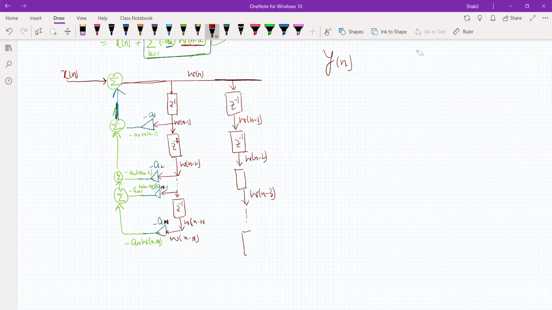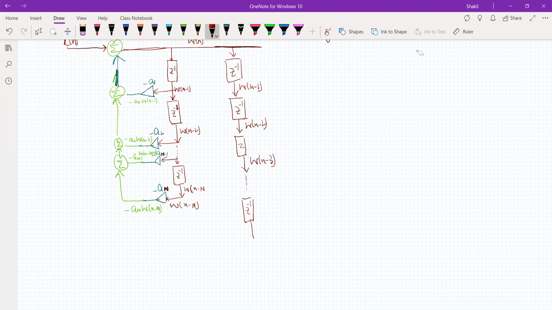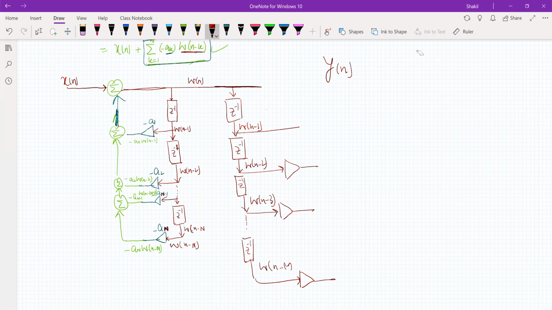We'll finally have m. Now, depending upon whether m is greater or n is greater. So this will be inverse. This will be n minus m. Then we'll pass these through multipliers, right? And then we'll obtain the output. So this will be like this.